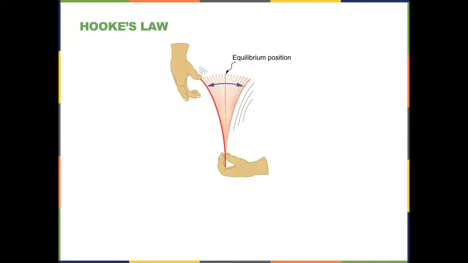So let's talk first about something called Hooke's Law. Hooke's Law is a description of the restorative force when an oscillating object is moved off its equilibrium position. So first of all, what is the equilibrium position? Well, the equilibrium position is the position that an object has at rest when there is no force applied. And so that's what's meant by the equilibrium position.